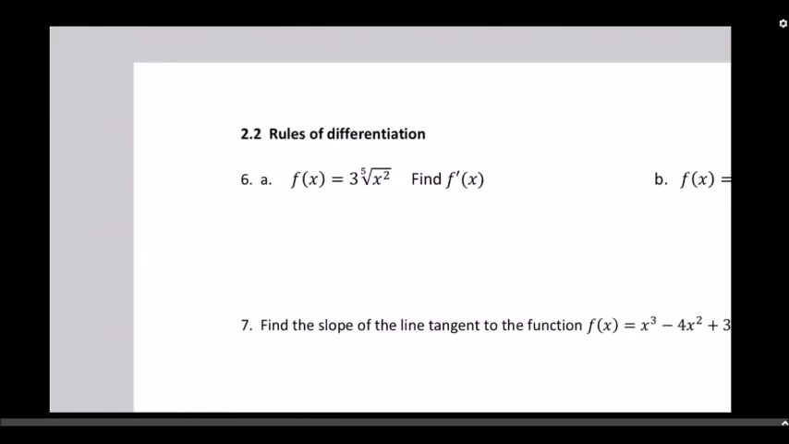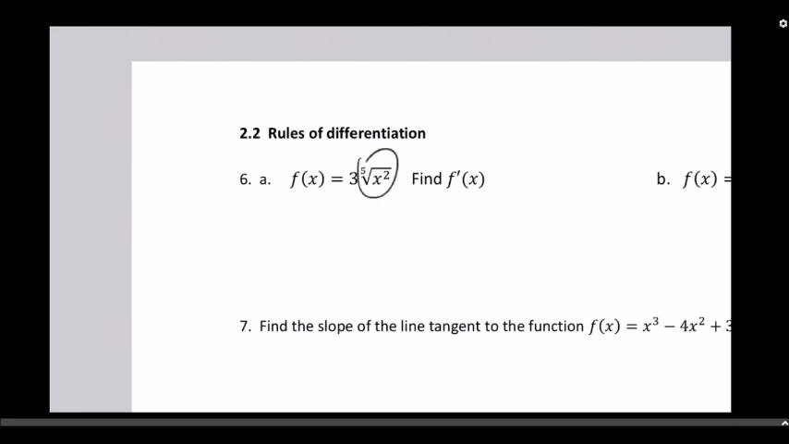Okay, question 6. Section 2.2, still talking about rules of differentiation, finding derivatives. But we don't have to use the definition of the derivative anymore. We can start using the rules, like the simple power rule, which is what we talked about particularly in section 2.2. Often, though, that requires that we rewrite a problem, especially when the function has a radical. Radicals and derivatives, remember, don't mix too well.